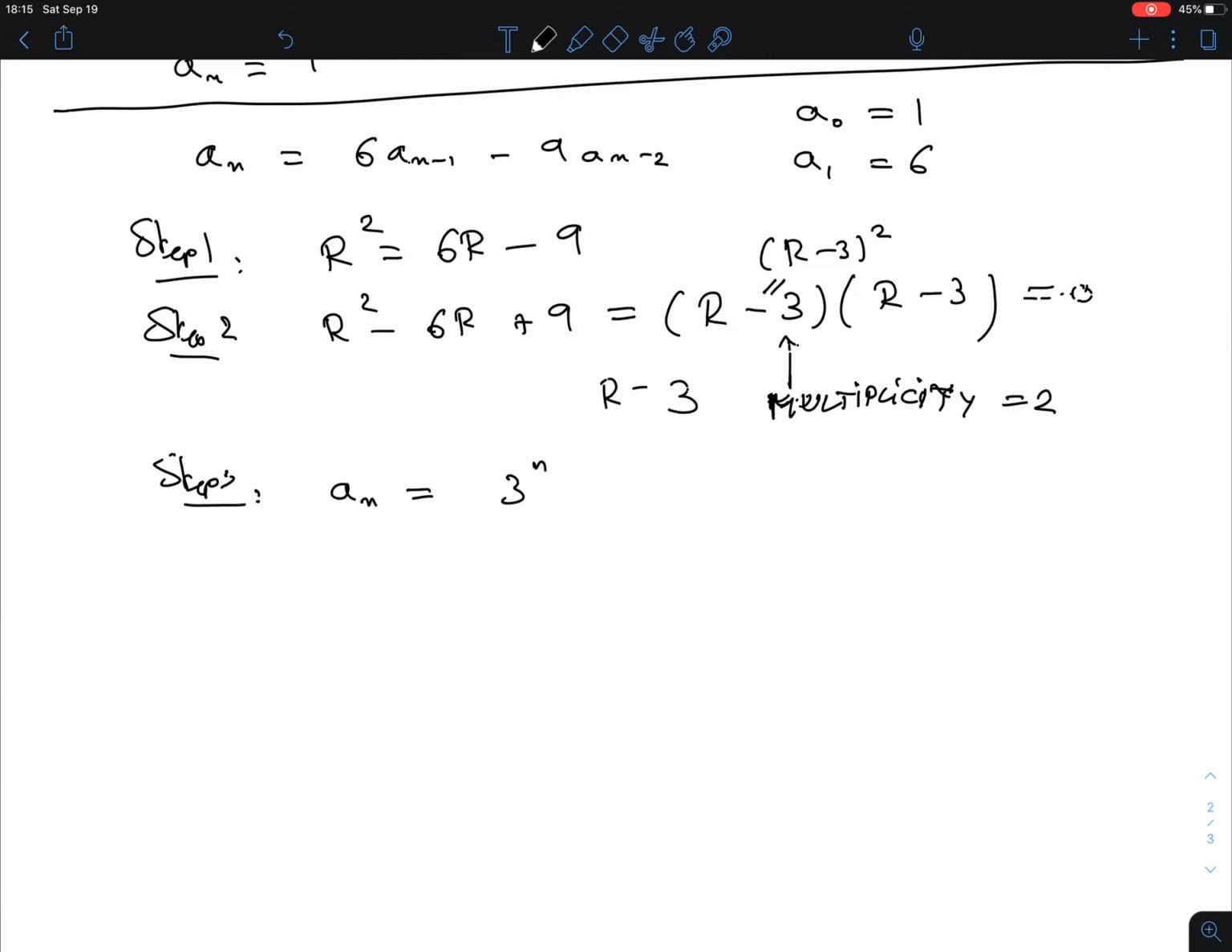So what's the next possibility? And this is what happens. This is the new part: if you have multiplicity 2, then the next possible solution will be of the form n times 3 to the n. So I'm claiming that we now have two true solutions of this recurrence relation, and I will verify that for you, okay?